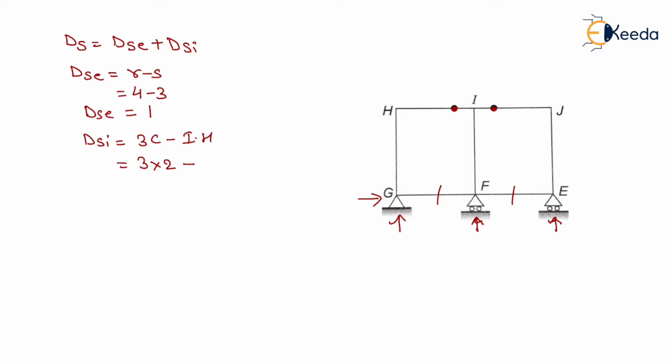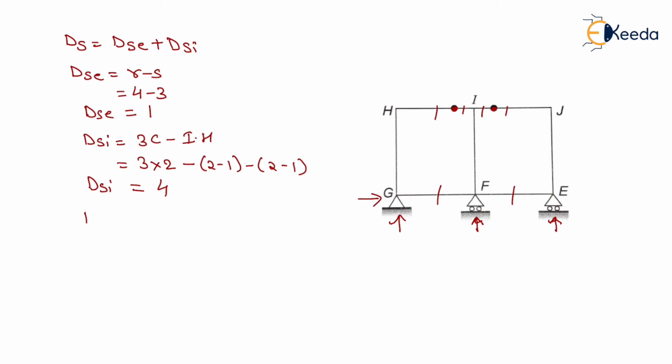Now the number of hinges connecting here is 2, and at each internal hinge there will be two members connecting, that is this one and this one, that is this one and this one. So we have to subtract the number of members connecting at that internal hinge minus 1, that is 2 minus 1 as well as 2 minus 1. So if we calculate from here, the total internal static indeterminacy will be equal to 4. That will be the value of DSI.